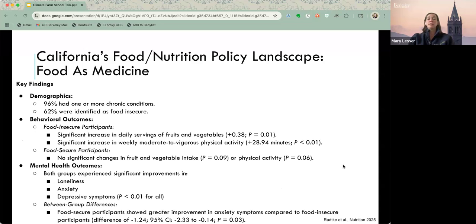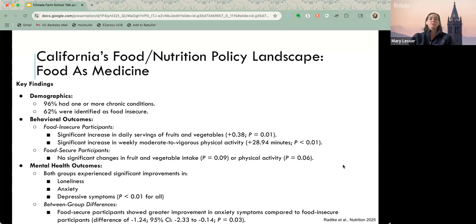Some key findings included that 96% of those that were in the study had one or more chronic conditions. So chronic conditions being anything from heart disease, high blood pressure, diabetes. 62% of those that participated in the study were identified as food insecure, so over half. Behavioral outcomes: food insecure participants saw a significant increase in their intake of fruits and vegetables. They saw a significant increase in their moderate to vigorous physical activity. And this was not seen in the food secure participants, specifically primarily in the fruit and vegetable intake.